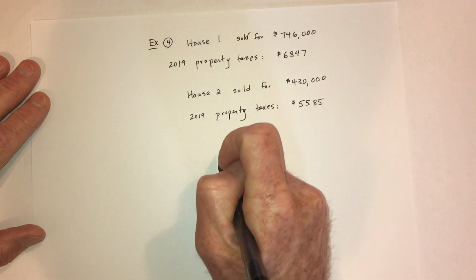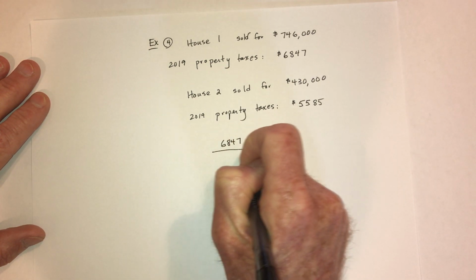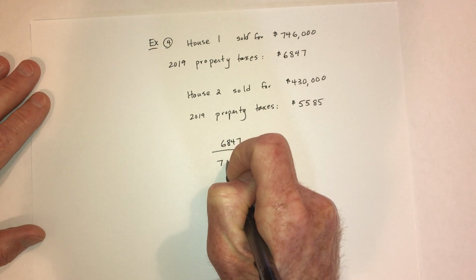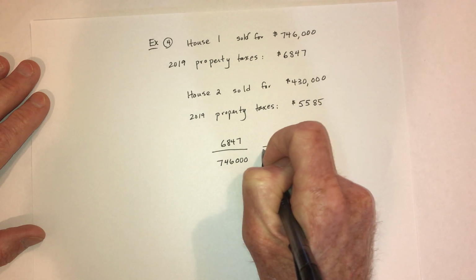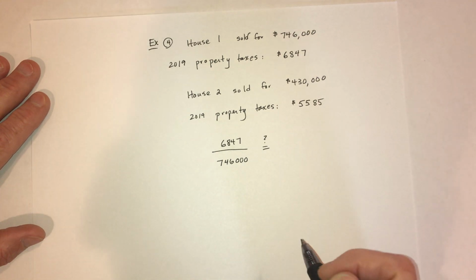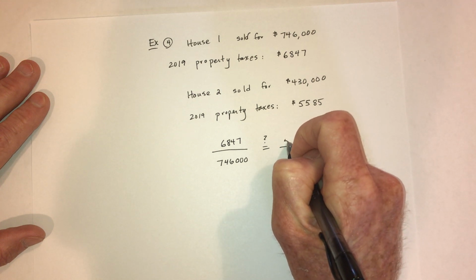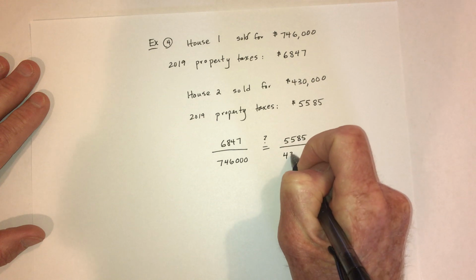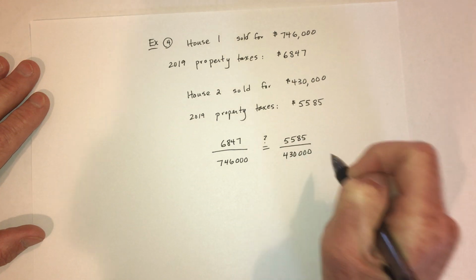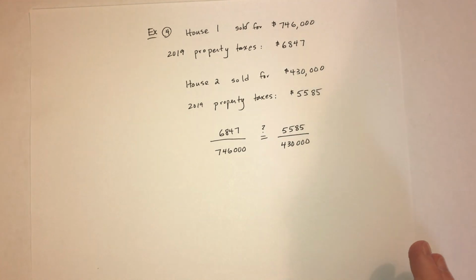So the question is, if you take 6847 divided by the 746,000, does that equal the ratio that house number 2 is paying, 5585 divided by $430,000? And for that, I definitely want to use a calculator.